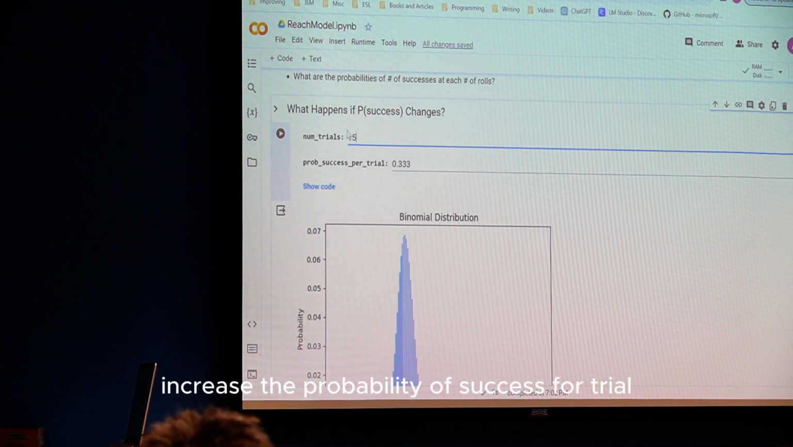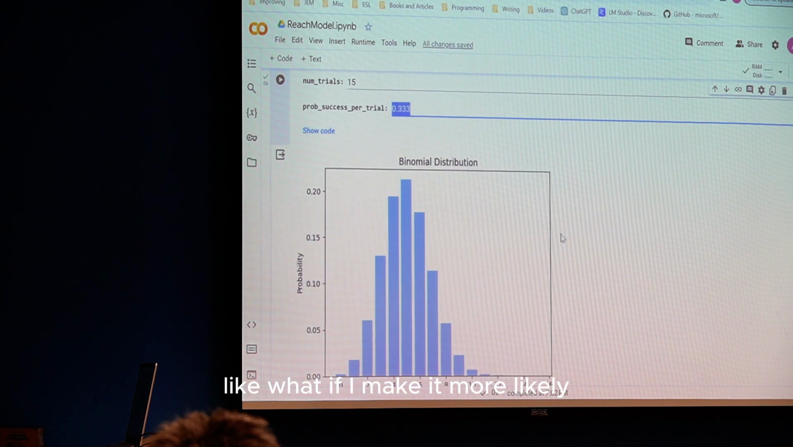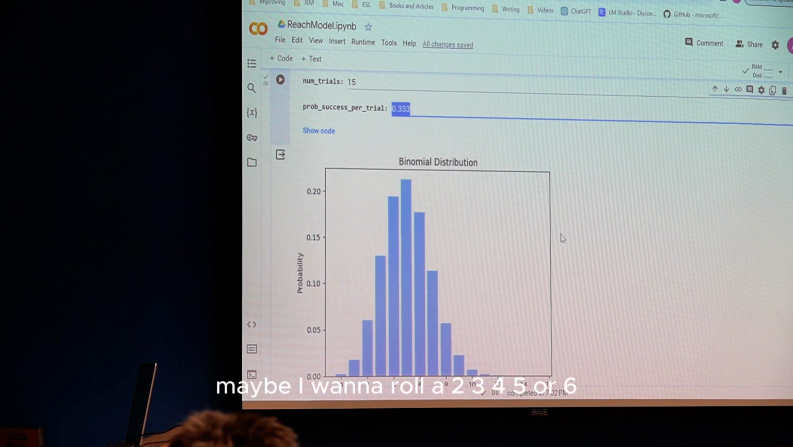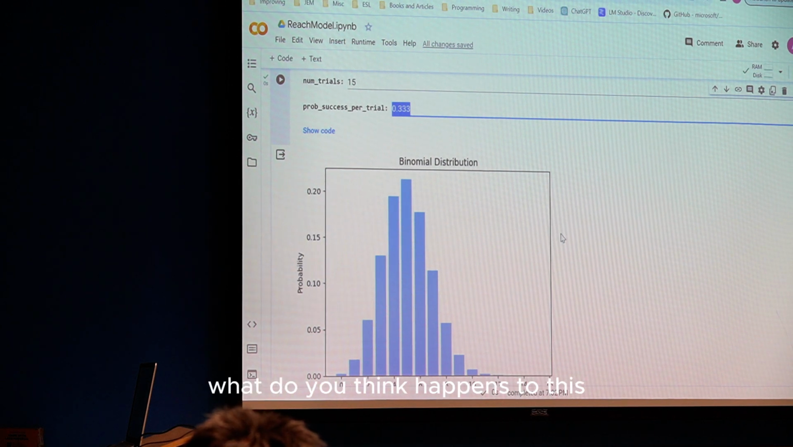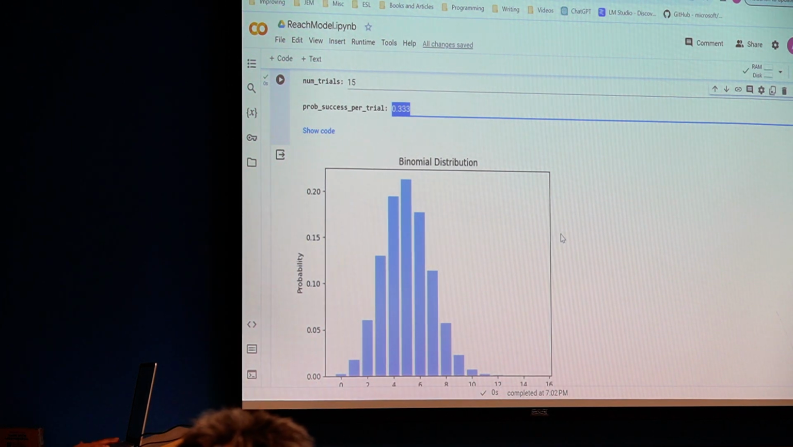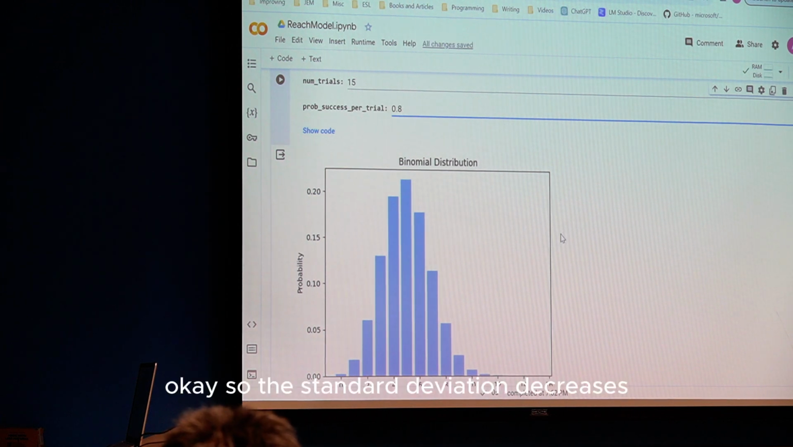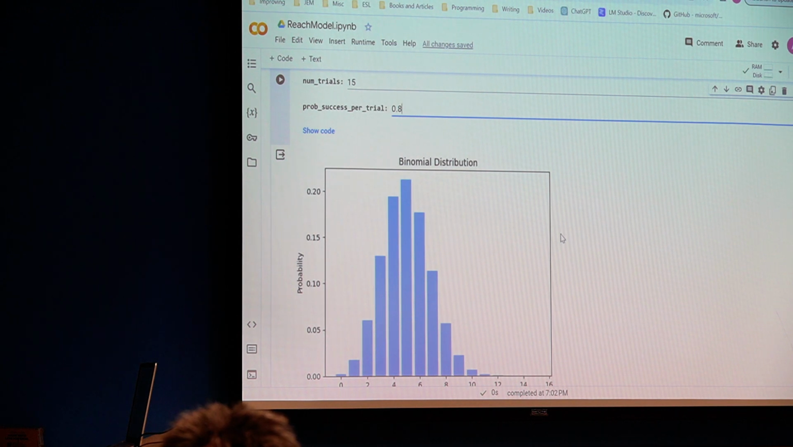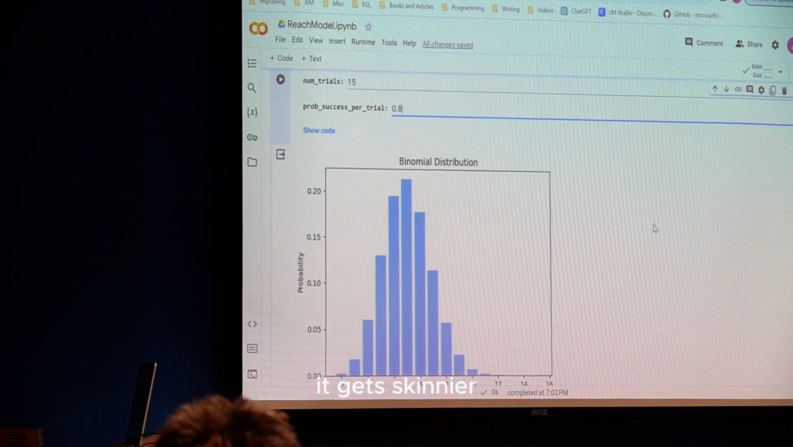What happens if I increase the probability of success per trial? Like, what if I make it more likely? Maybe I want to roll a 2, 3, 4, 5, or 6. What do you think happens to this? The standard deviation decreases. You're saying the standard deviation decreases? Okay. Anybody else want to guess? Oh, no, it gets skinnier. Yeah, it gets skinnier.